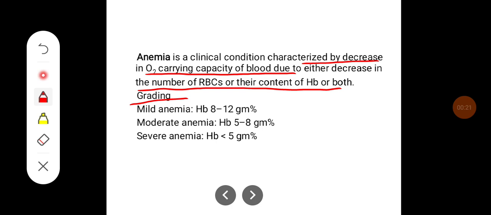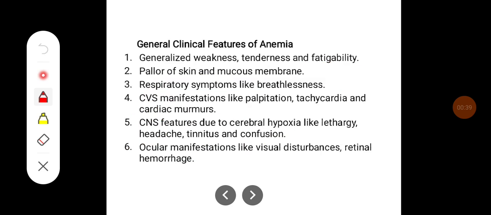There can be different gradings of anemia based on hemoglobin concentration. It can be mild anemia, moderate anemia, and severe anemia. It is mild anemia if the hemoglobin concentration is between 8 to 12 gram percent, moderate if between 5 to 8 gram percent, and severe if it is less than 5 gram percent.